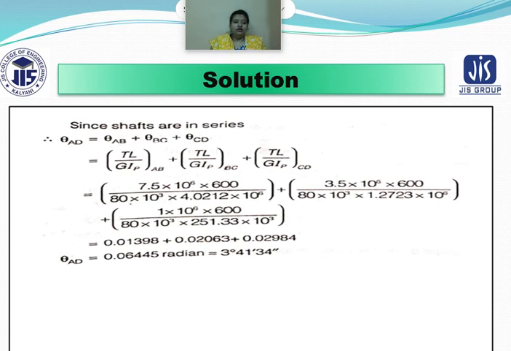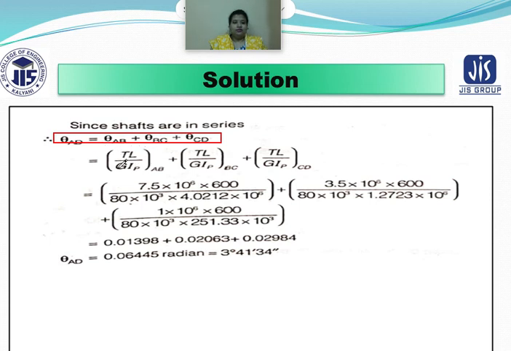Now I have already told, if it is in series, and obviously the shaft is in series, then if I ask you what is the twisting angle for the entire series, the thing you have to remember is theta AD is equal to theta AB plus theta BC plus theta CD. So after making the summation of all the angles of twist, you are going to get the entire angle of twist for your entire shaft. And that's what has been done here.